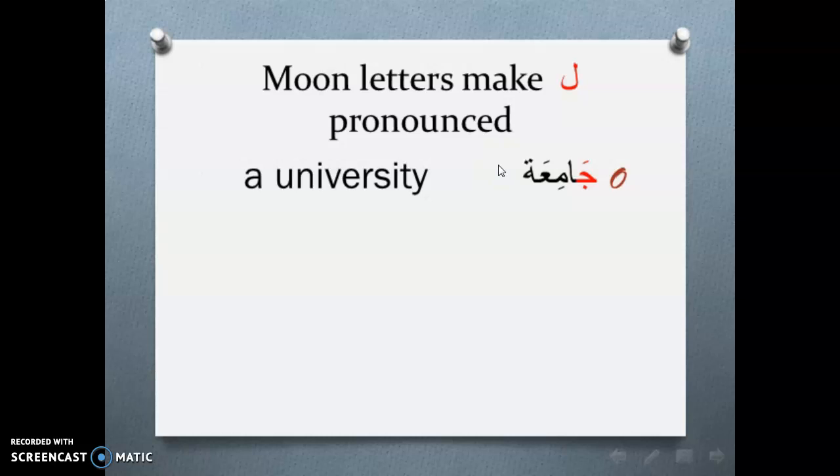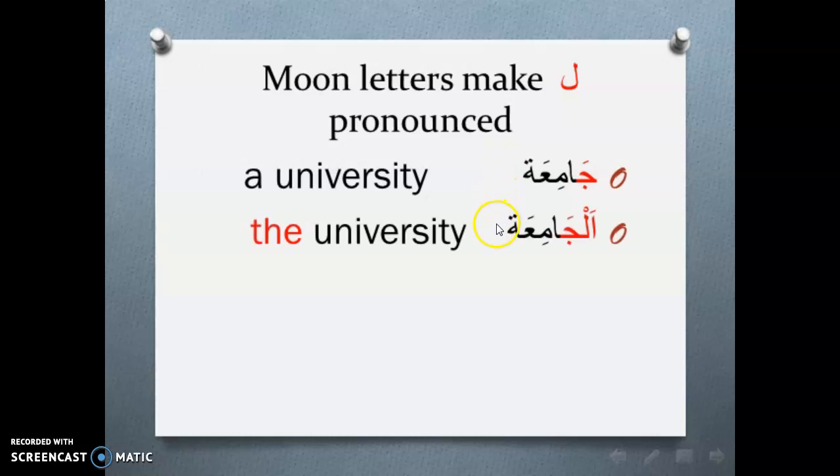Jamia, Al Jamia. See, the lam has a sukoon because it is pronounced, because it is followed by Jim, which is a moon letter that makes lam a moon lam, or a pronounced lam, and we pronounce it. Jamia, Al Jamia. And Alif here is what? It's a long vowel.